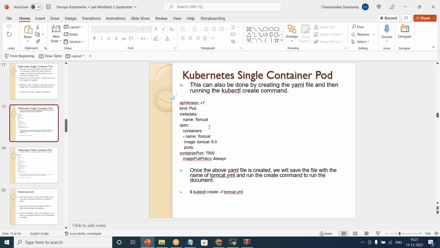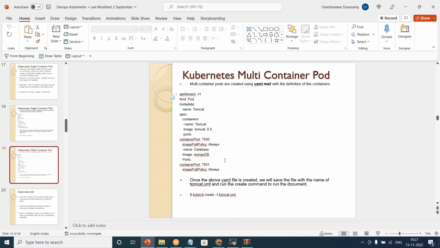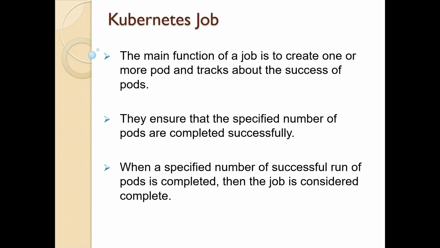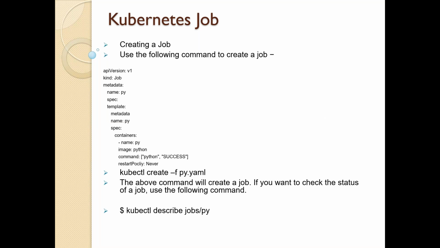You can use a single container like this, or you can use multiple containers also. And there are some more parameters that you can keep using. One is something called a Kubernetes job. You can create a Kubernetes job and run it as an ad hoc command, just like a cron job. So this is a job.